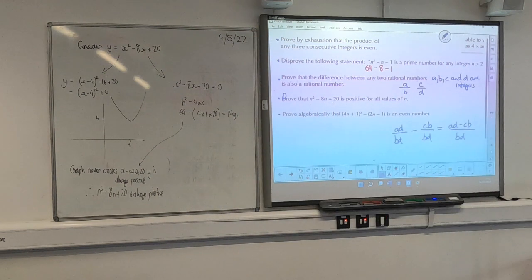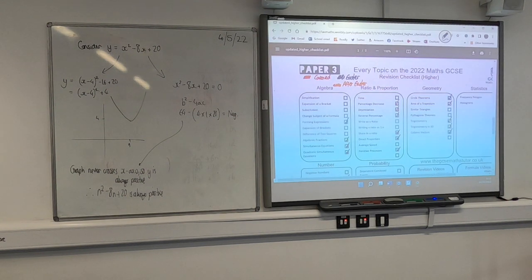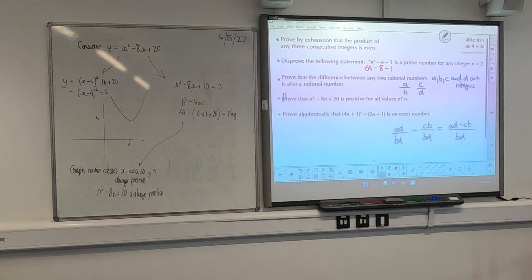I won't do the last one, but if you do the last one, hopefully you will get something that can be factorised with a 2, and that's that. So that's all year 1 proof, and variations of that are very common.